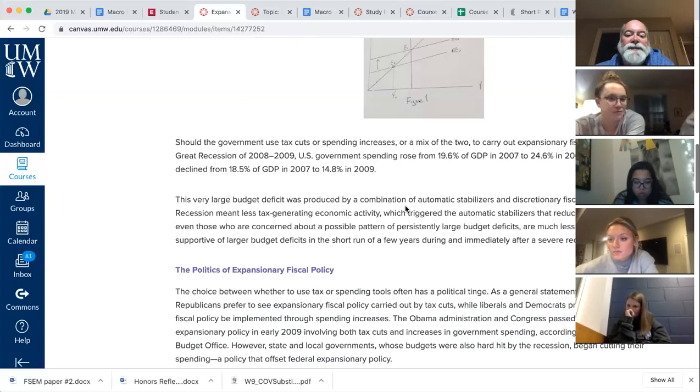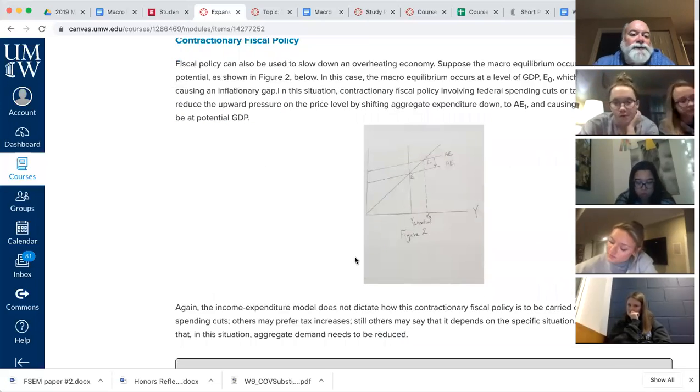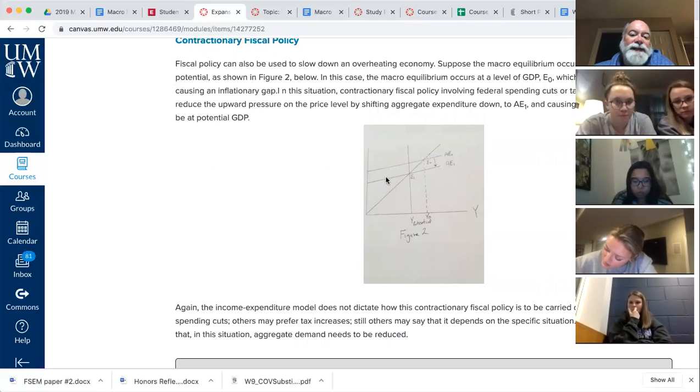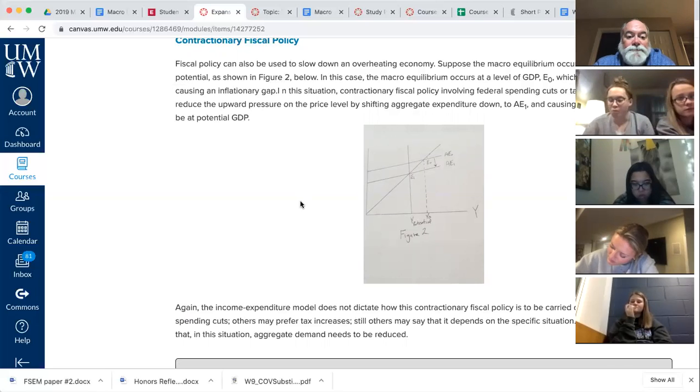All right, what about an inflationary gap? Well, the answer is we do exactly the same thing, but in reverse. If there's too much spending in the economy, we raise taxes or we cut government spending and the AE curve shifts down. And then once again, we're back at potential GDP and we're back at full employment, but with no increase in prices anymore. So that is sort of the graphical analysis of how fiscal policy can be used to fix a recessionary gap or to fix an inflationary gap. Any questions about that?